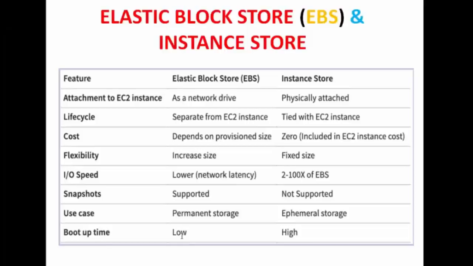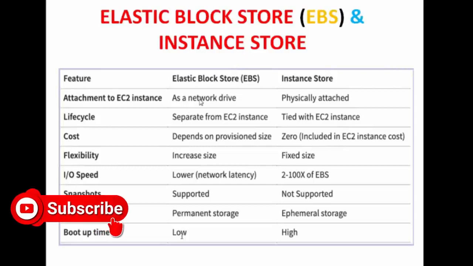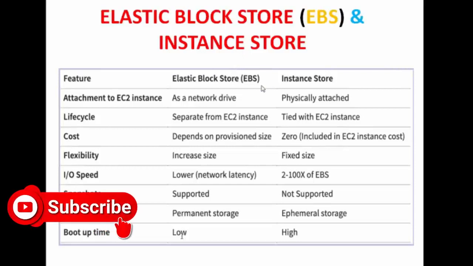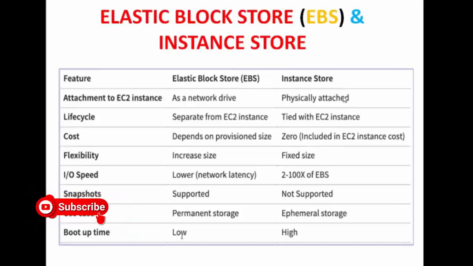So guys, in the Elastic Block Store, when we talk about the first point, attachment to the EC2 instance, EBS is a network drive. Whereas the instance store is a physical attachment. The instance store is a physical attachment, and the Elastic Block Store is a network drive.